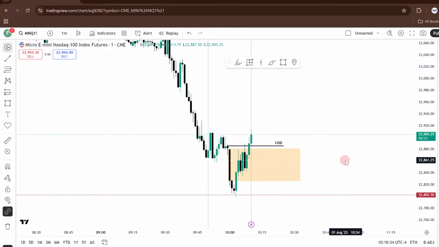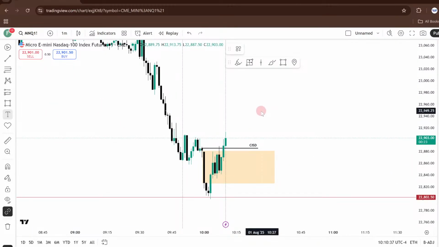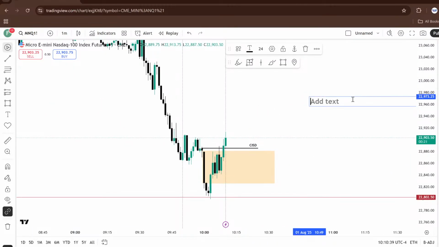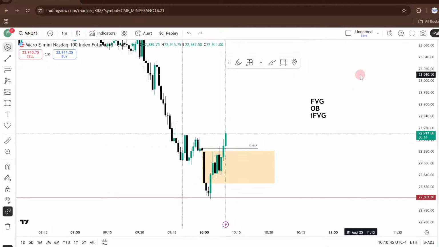Realistically, and this is just me personally, I truly believe that all you need in terms of PDRAs to understand is probably these. That's it. That's all you need. Fair value gaps act as support or resistance. Order blocks tell you if the market's continuing or reversing. And inversion fair value gaps, same kind of thing. That's all you need. You don't need, in my opinion, to know every single PDRA.